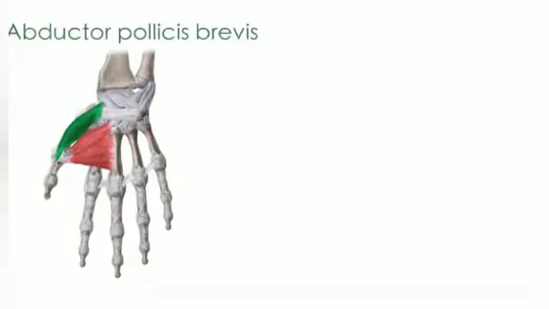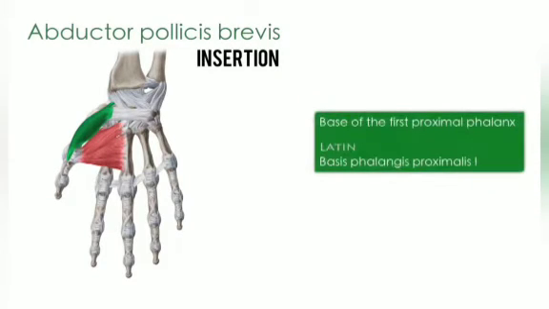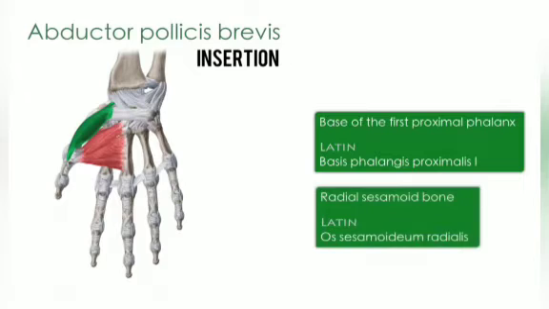Now, moving on to the insertion of the abductor pollicis brevis. You need to know that there are 2 insertion points. And these are the base of the first proximal phalanx, or the base of the proximal phalanx of the thumb, as you can see here. And the second insertion point is going to be the radial sesamoid bone. So 2 insertion points for this muscle.